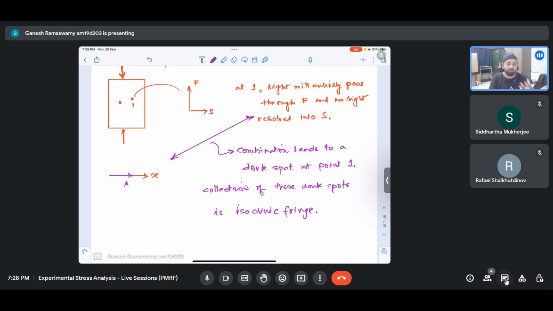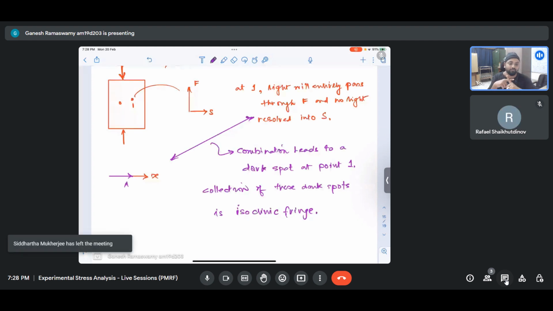Whereas if we want to get rid of this directional dependence, since we see that one is getting cut by virtue of being perpendicular, if we want to take out this phenomenon, that is why we will introduce circularly polarized light, so that at every angle there will be some light passing through it to get rid of isoclinic fringes. That is why we go for a circular polariscope arrangement, which we will discuss in detail in the sessions to come.